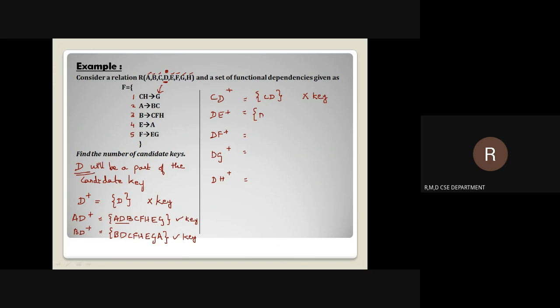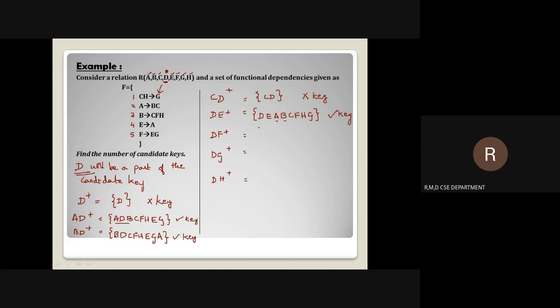Now we'll go for the DE closure. DE determines DE. D separately doesn't determine anything. E separately, in functional dependency 4, determines A. Now this A separately, in functional dependency 2, determines B and C. Then in functional dependency 3, B determines C, F and H. F determines E and G in functional dependency 5. E is already there, so G will be added. Now you can identify that all the 8 attributes of the relation are determined by the attribute combination D and E. So definitely DE is a key.